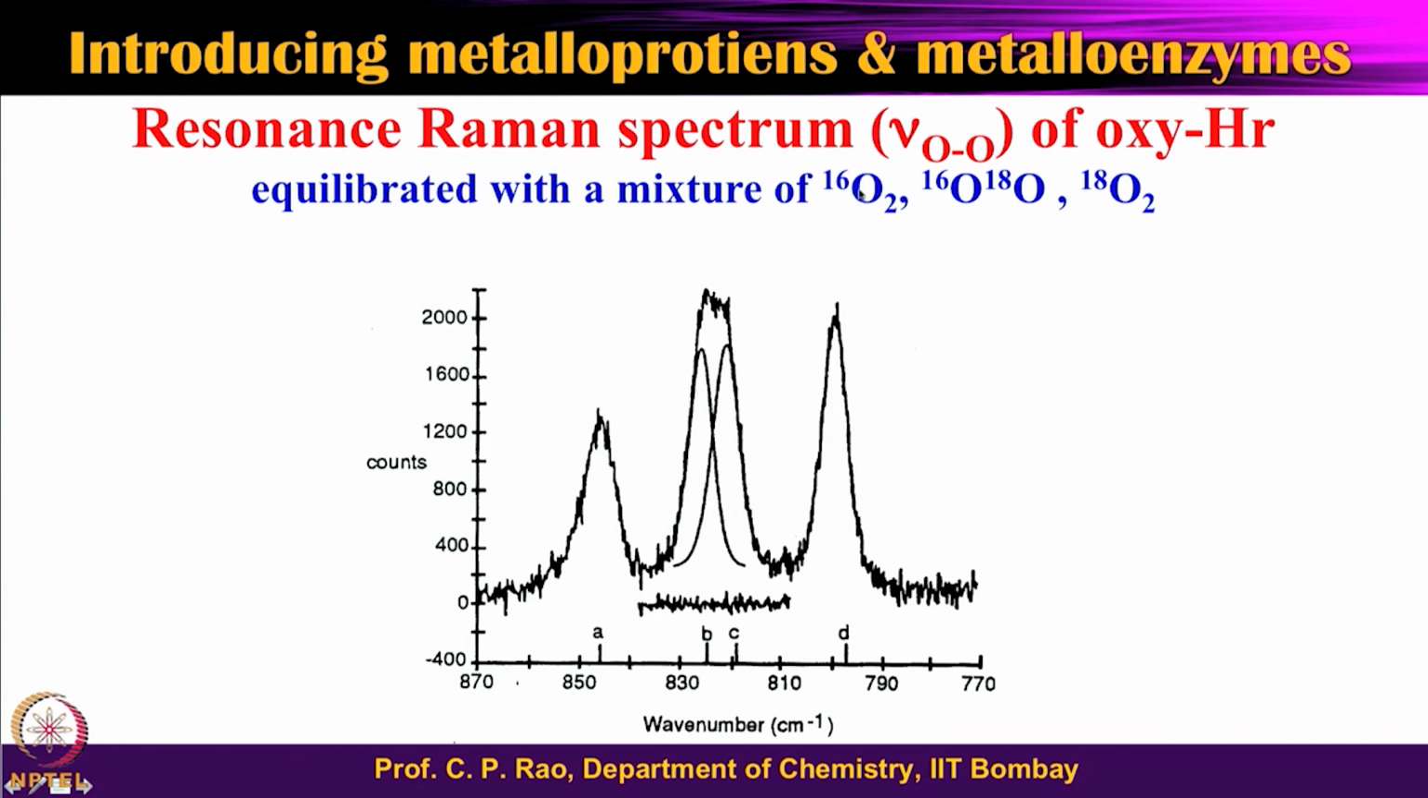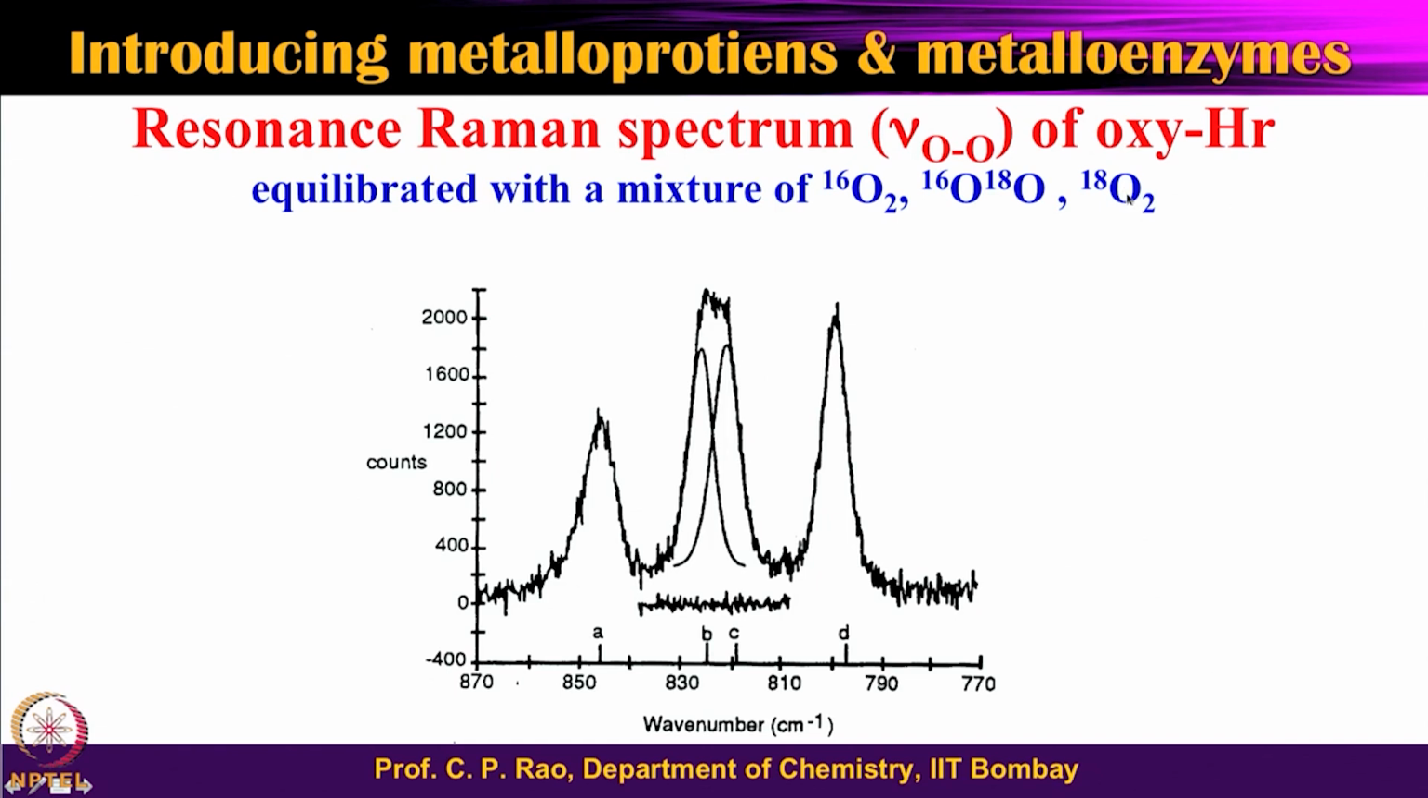Now, you can have a natural abundance of OO, that is 16O2, or you can partially change into 18 or completely change to 18. So, as you go from 16 to 16 and 18, there will be a frequency shift, and the frequency shift will be on the lowering side. And when you go to the 18, the frequency shift will be even more lowered. Why does the frequency lower?